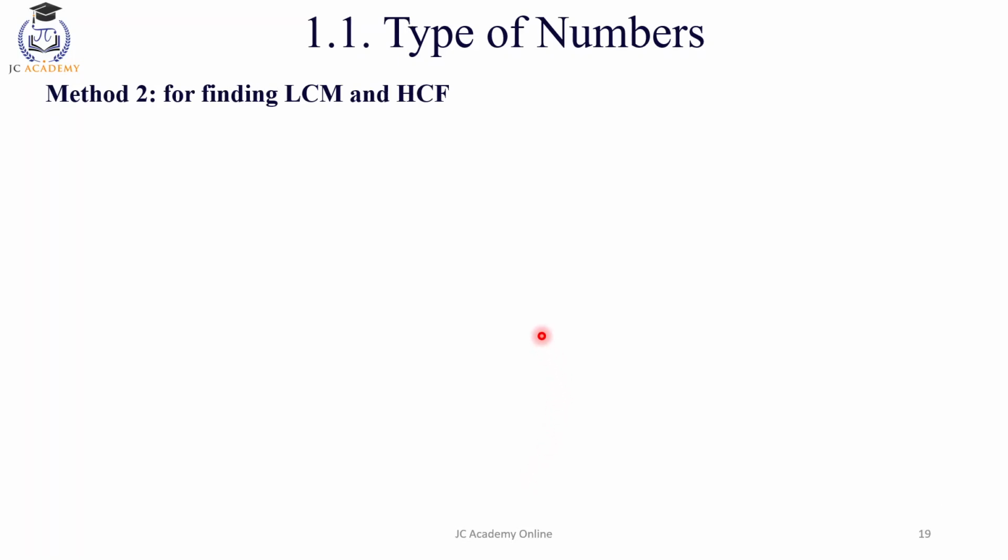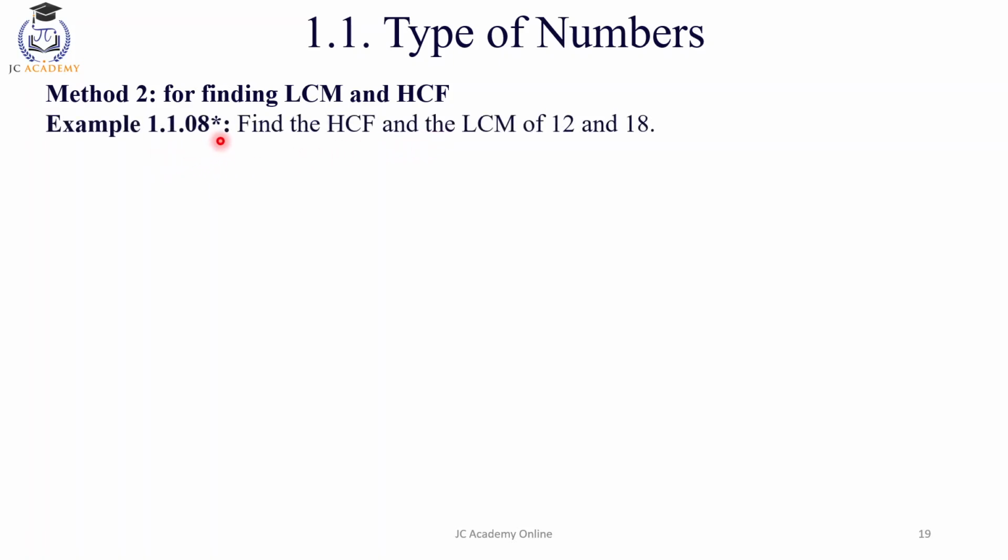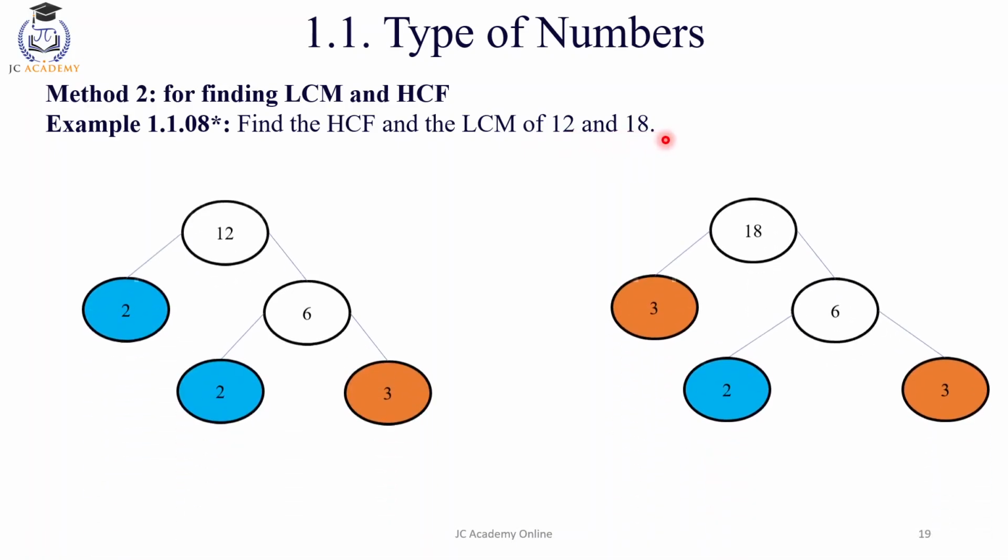Let's look at method number 2 for finding the least common multiple and the highest common factor. So let's look at the same example again, just for the sake of consistency, so you can see how different methods vary. We have: find the highest common factor and the lowest common multiple of the numbers 12 and 18.